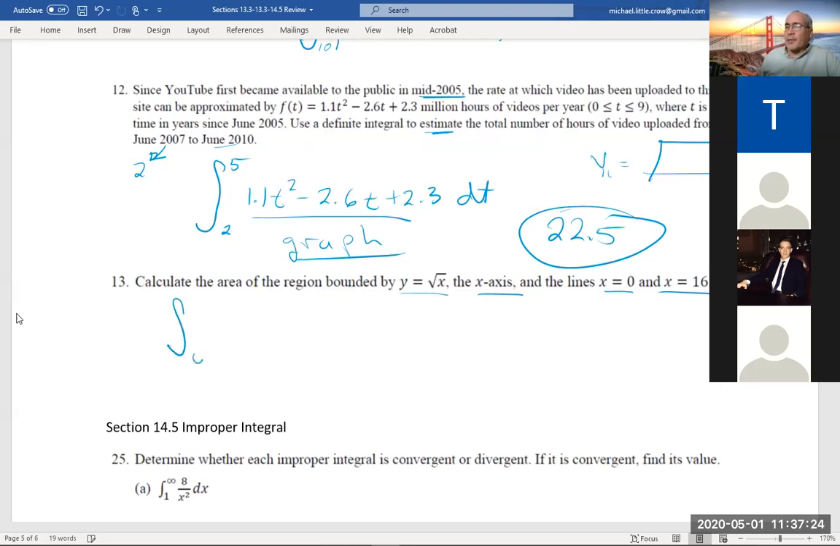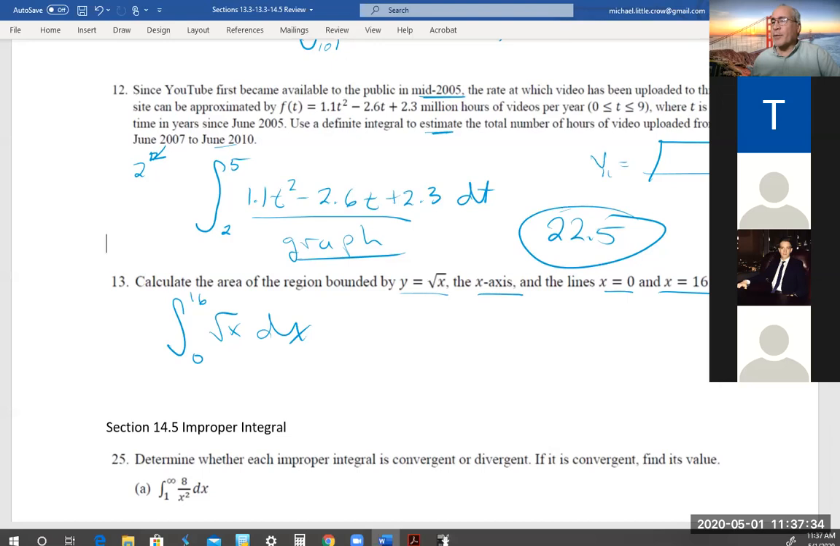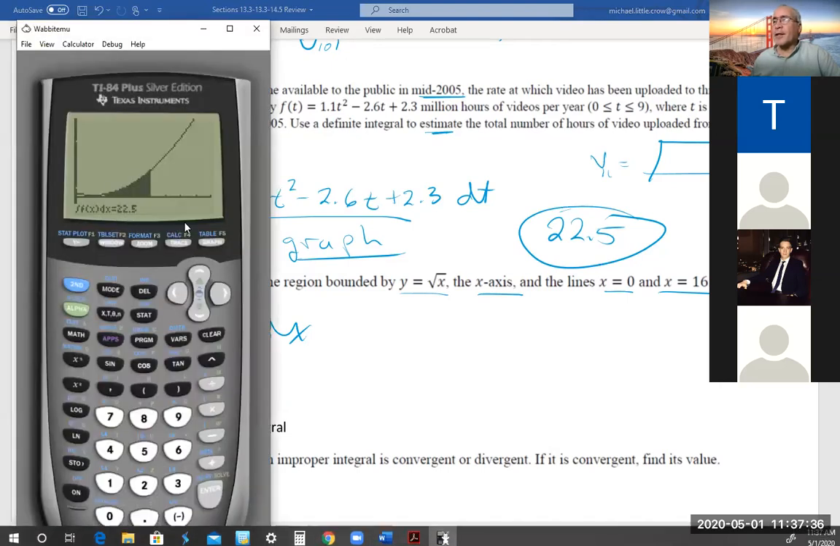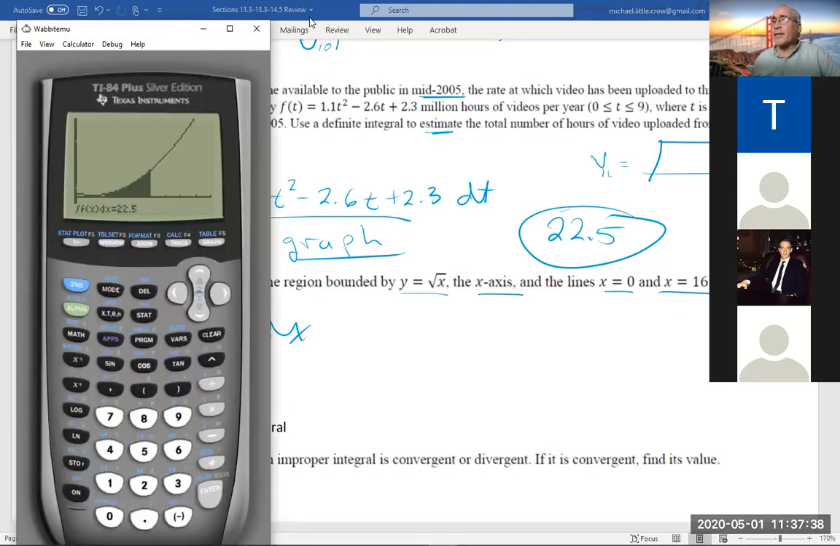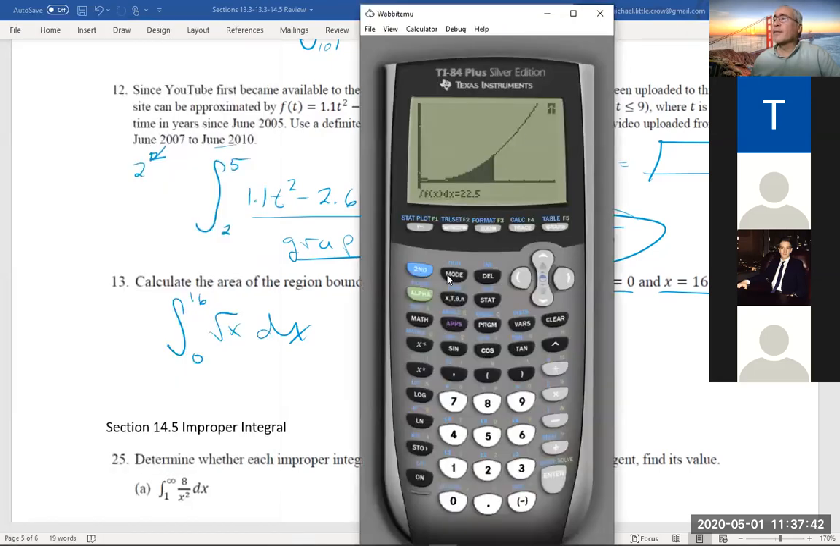So we're going to go from 0 to 16, square root of x dx. Again, you could write this as x to the 1/2 power. But again, we will also be able to do it with the graphing calculator. So we just graph square root of x.